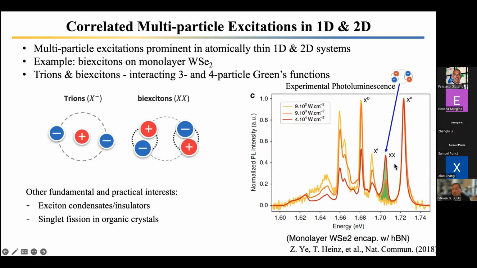And this kind of phenomena, in fact, is also of fundamental and practical interest in other areas, for example, exciton condensates or splitting of a single exciton into 2 in inorganic crystals for photovoltaic applications.